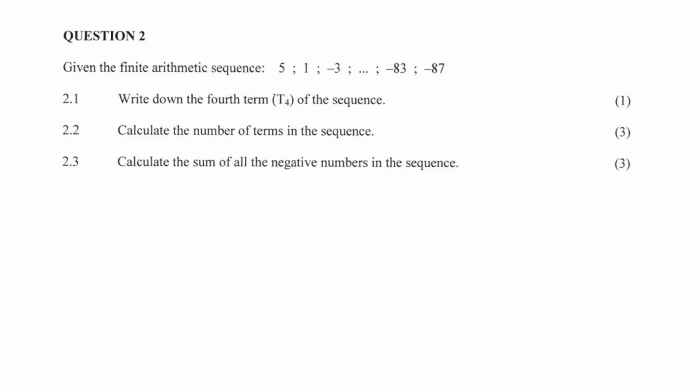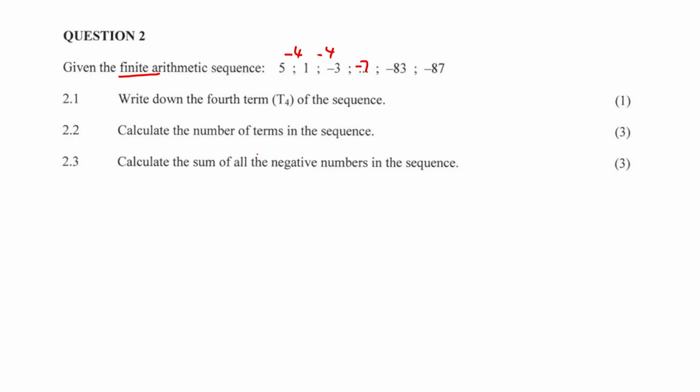Given the infinite arithmetic sequence 5, 1, -3, and so on, all the way to -83 and -87, it's finite, so it does end, like our lives. 2.1, write down the fourth term of the sequence. 5 to 1, so that's a -4, 1 to -3, also a -4. So the answer here, quite easy, -3 minus 4, it's going to be equal to -7.